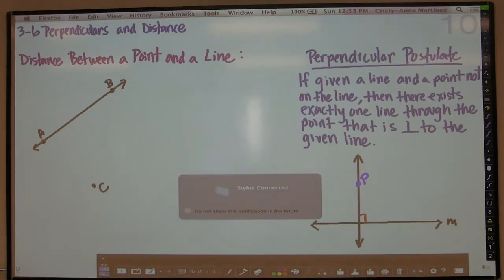Hello, this is a geometry video. It is chapter 3, section 6. It is the last section in this chapter, and it is perpendiculars and distance.